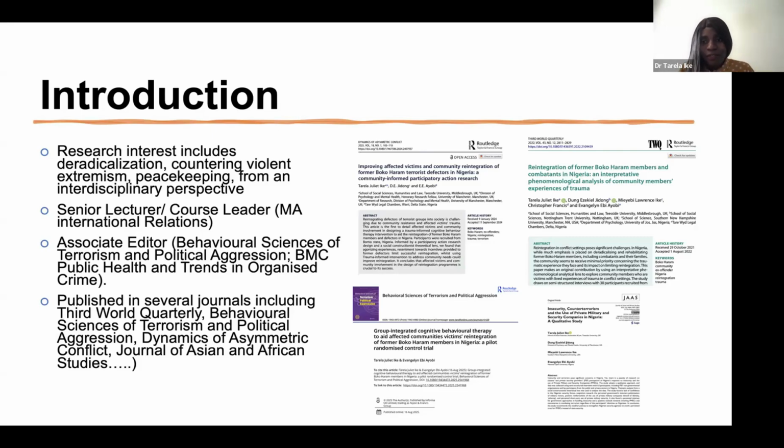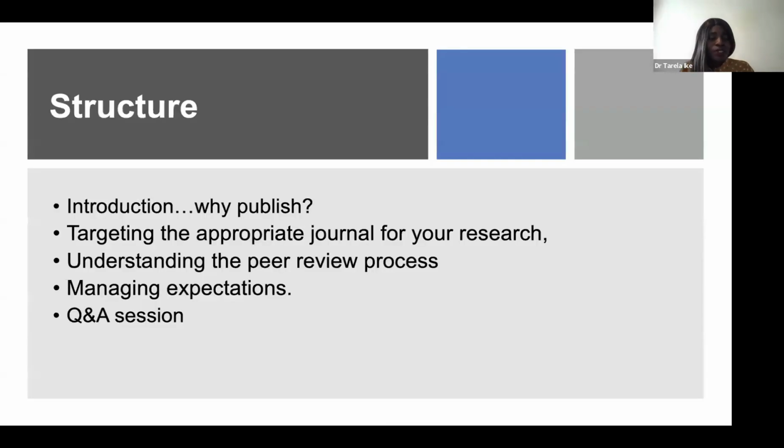I've published in several outlets, both within the discipline and also beyond. Those are examples of some of the work that I have published as a lead author. There are quite a lot, but just a few there. For example, I've published in journals like Third World Quarterly, Behavioral Sciences, Criminology and Criminal Justice, Dynamics of Asymmetric Conflicts, Journal of Asian and African Studies, African Identities, to mention but a few. So that's just a brief background about myself, so let's get on to the session.